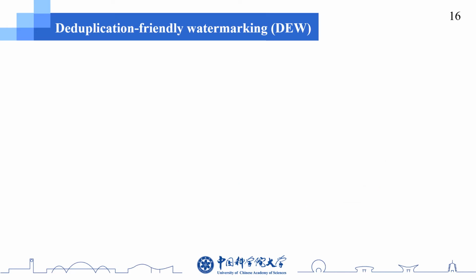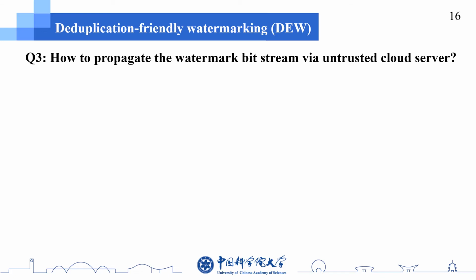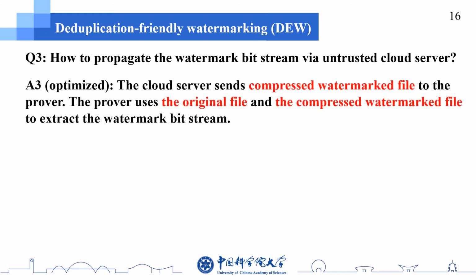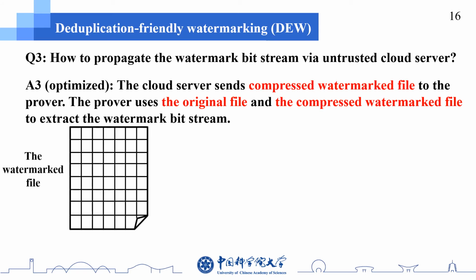The answer is yes. Based on nature of watermarks that are distributed sparsely across the file, we design a novel compression approach to process the watermarked file, which can be viewed as a two-dimensional pixel matrix, to two much smaller matrices.